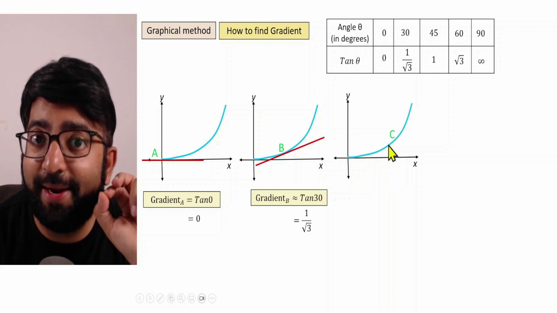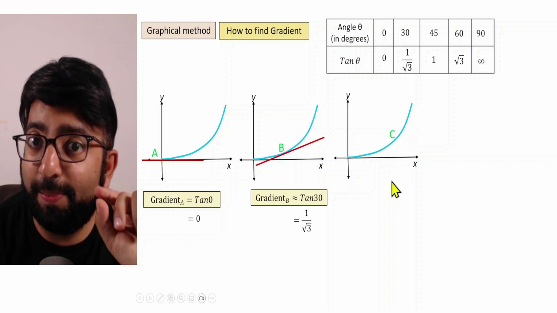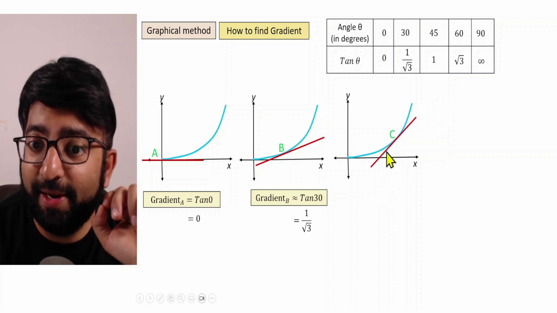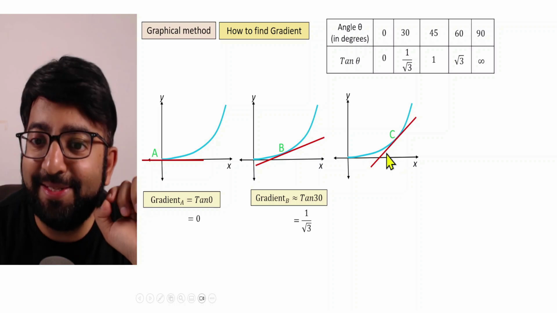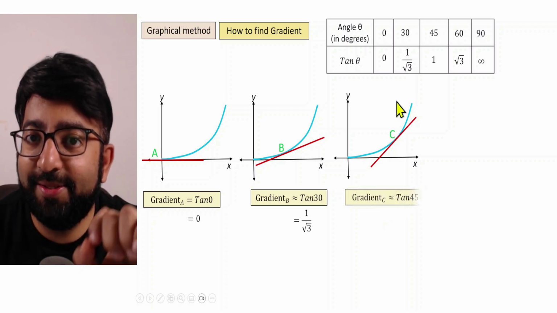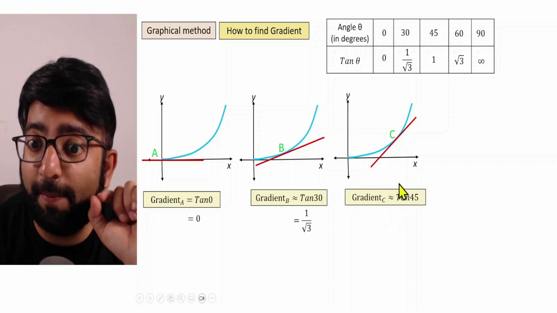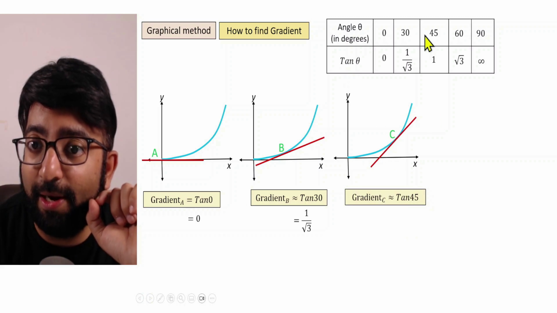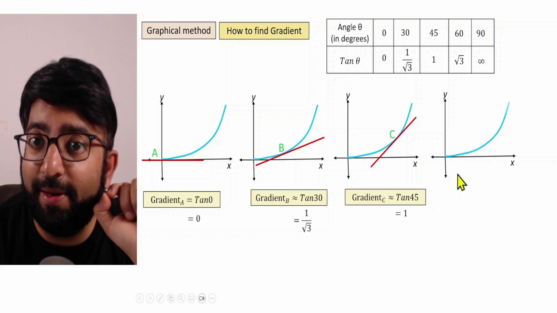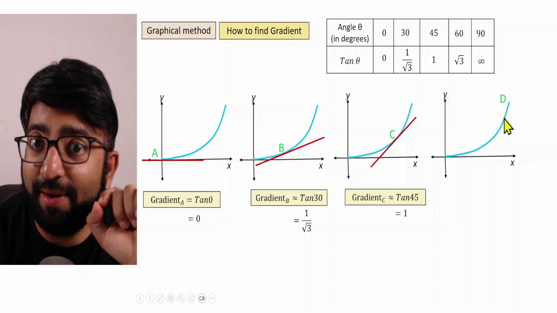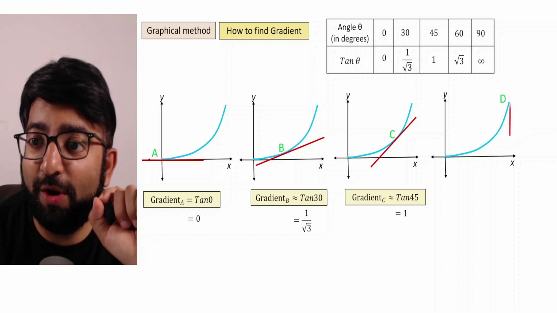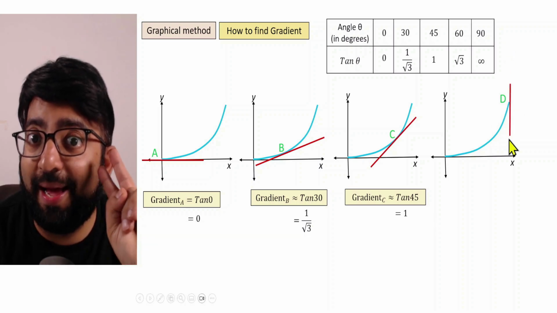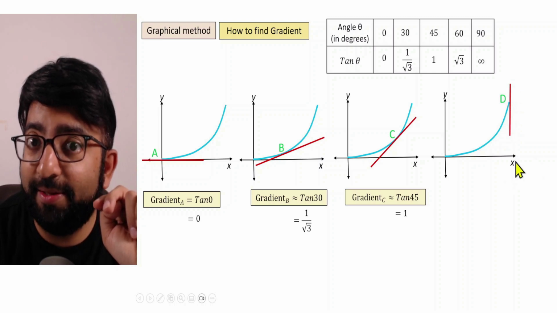Now let us figure out the gradient at the point C. Same step. Step number one, draw the tangent and let's try to figure out this angle. This seems to be close to 45. Hence, the gradient of the graph at point C is approximately tan 45 and tan 45 is 1. Similarly, let's consider the point D at the rightmost extreme. Step 1, let's draw the tangent. Step number 2, the angle theta between the tangent and the x-axis.